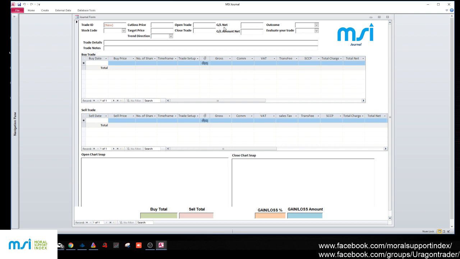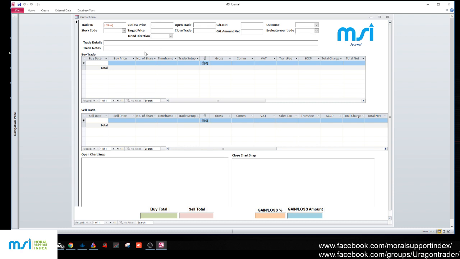Then we have the gain-loss net. The gain-loss net, kailangan nyo lang siyang i-copy from this part, gain-loss percentage. Lalagay nyo lang siya dyan. And then gain-loss amount net, dito rin siya makukuha. Lalagay nyo lang din siya dyan. And then you will select either the trade was a win, loss, or break even. And then you evaluate your trade. Was it a good trade, a bad one, or just fine in the middle?